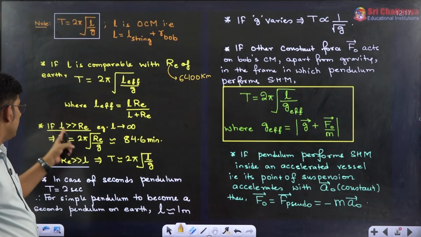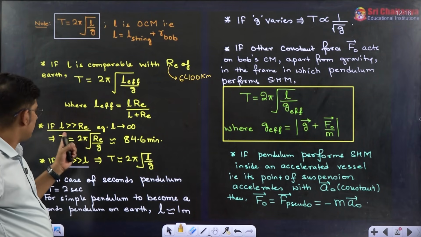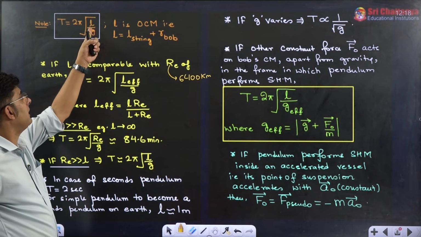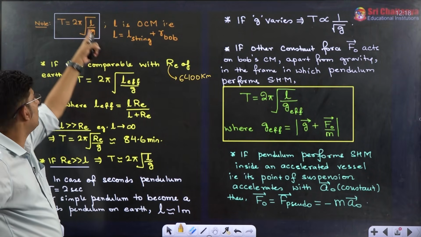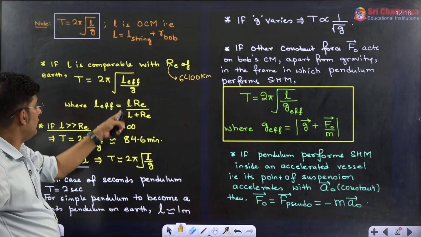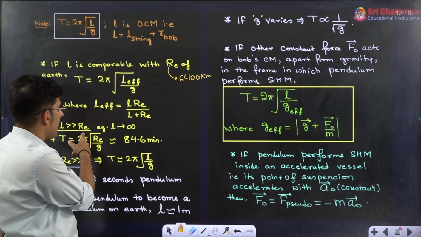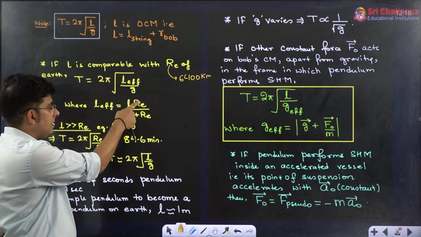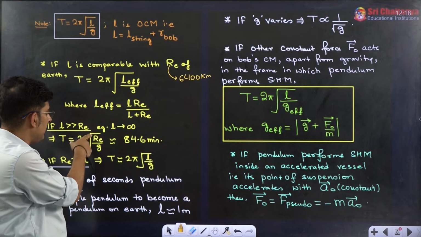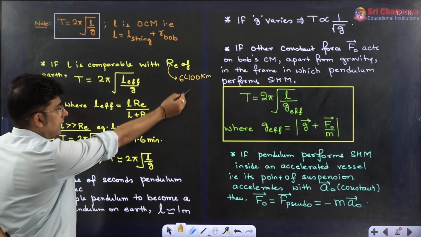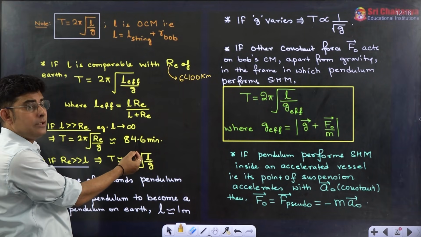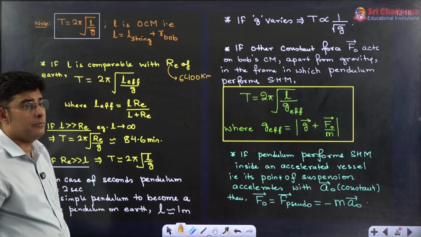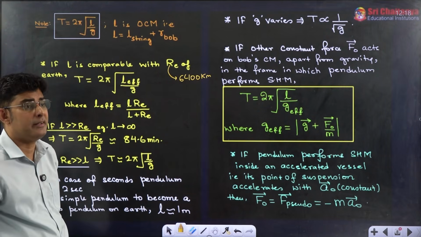Okay. Now if L is very large than Re, for example infinitely long pendulum. Don't say that sir, infinitely long pendulum so time period is infinite. No, you cannot use this formula there. You have to use this formula. So if L is very large than Re, then denominator will become approximately L. So denominator becomes L, L and L cancel, so you will get Re only. So time period will become 2 pi under root Re by G. If you substitute the value of Re, this is a very important value which we get as 84.6 minutes. So an infinitely long pendulum has a time period of oscillation of 84.6 minutes.